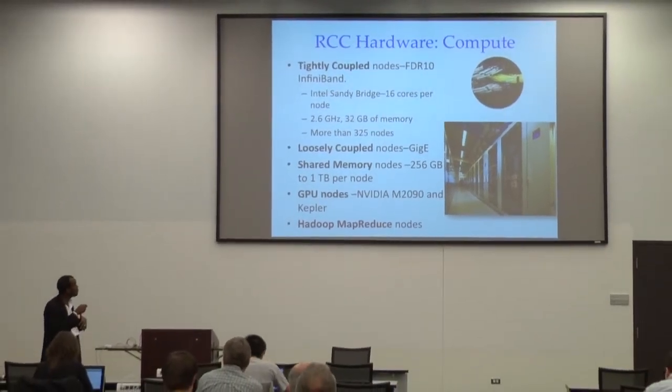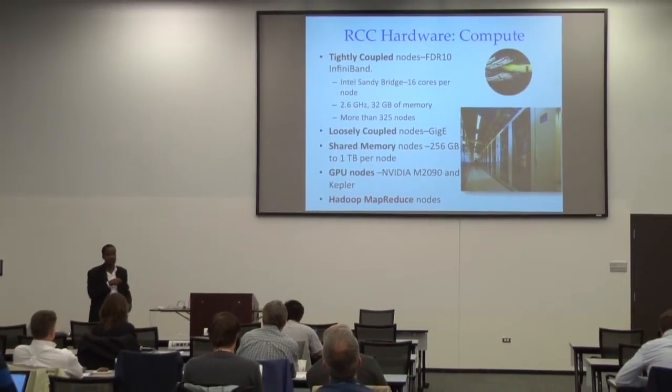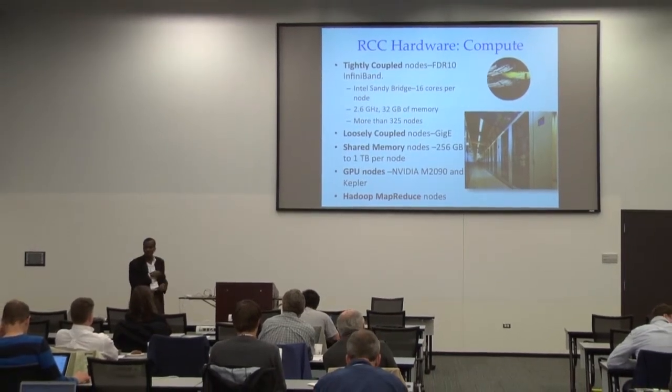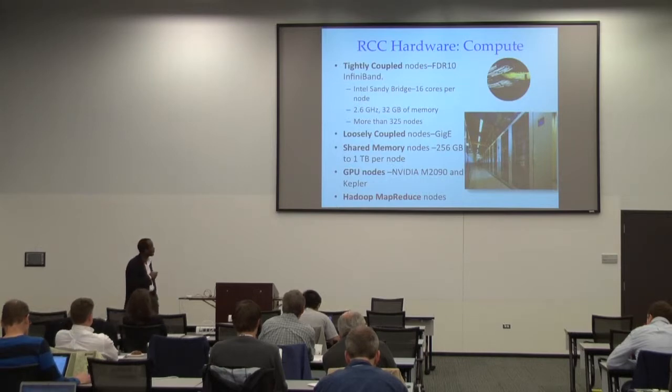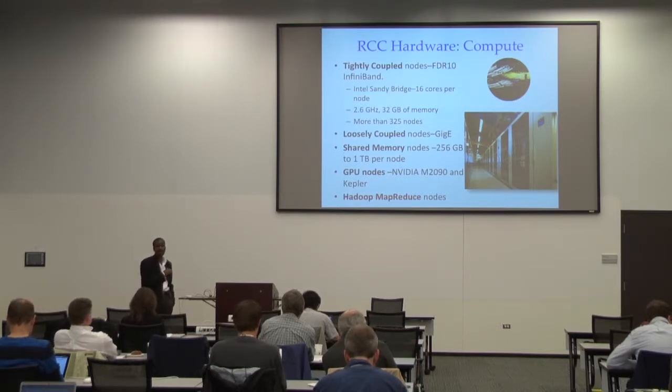So the 5 building blocks we are currently supporting: the tightly coupled nodes, these are for your MPI type of applications. We also have the loosely coupled nodes. These are just commodity hardware, basically, for high throughput. And then the large shared memory. We currently have a 256 gig, and then adding up to a terabyte of node, and GPU nodes as well, going from NVIDIA Kepler. And then on this line, we're going to also have some MIC processors.